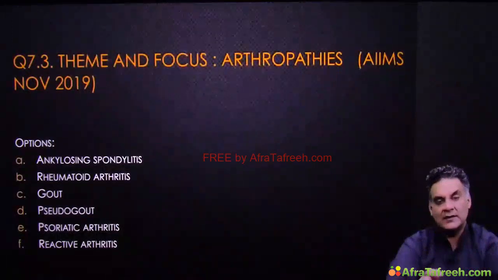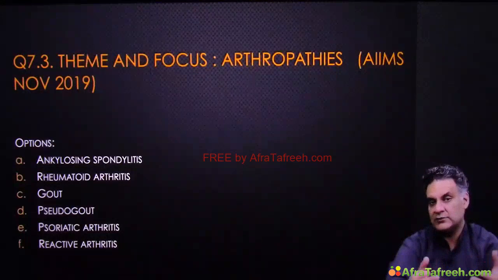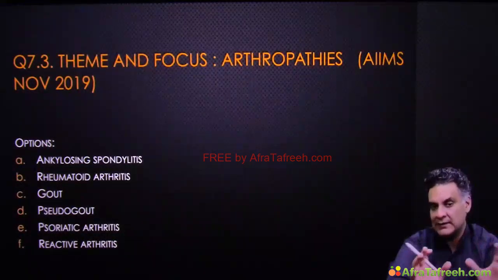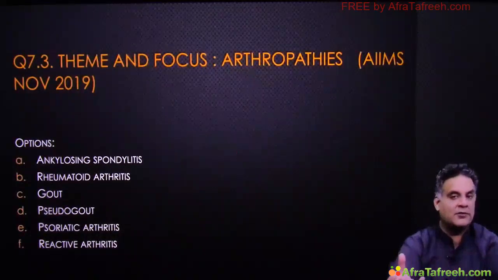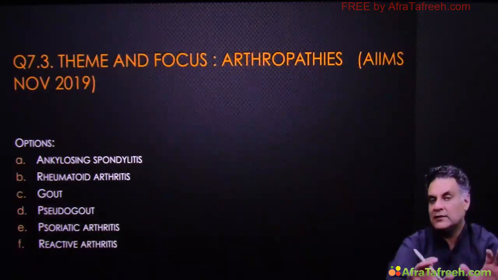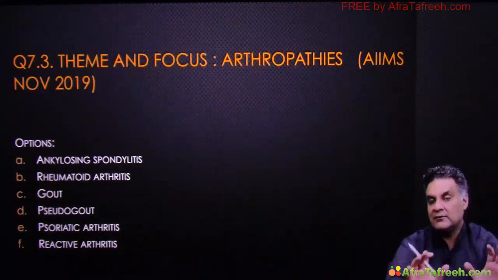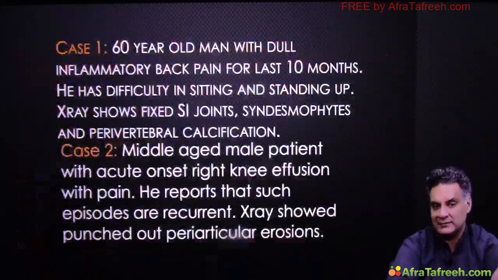Arthropathy is the theme and focus. They will give you multiple conditions and then case scenarios to choose between the two. Ankylosing spondylitis, remember low backache, young man. Rheumatoid arthritis, peripheral joint involvement. Gout, recurrent effusions in the lower limb, more in the great toe, sometimes in the knee joint. Pseudogout, knee involvement with chondrocalcinosis. Psoriasis, there will be involvement of the hands. Reactive arthritis can be associated with spondyloarthropathies.